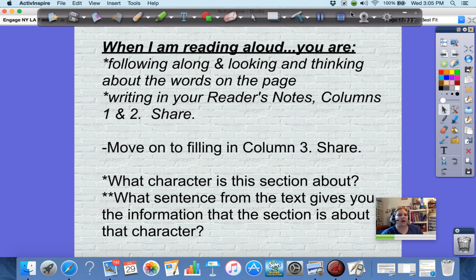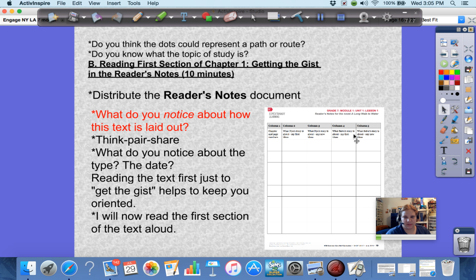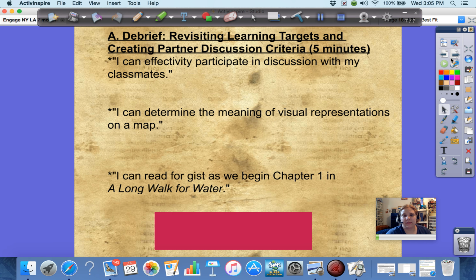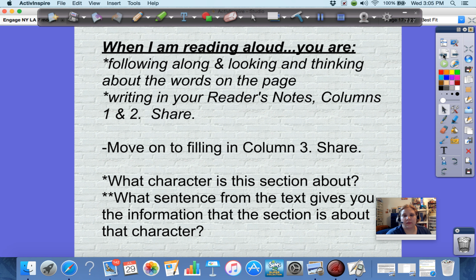Okay, and I'm going to be reading aloud just the very first part of chapter 1, and while I'm reading out loud, you are supposed to be following along, looking at the words and thinking about them, and then later you'll be able to put in your thoughts in your reader's notes, which is this page here we just talked about, okay? And let's see here. And I am just going to read the first section.